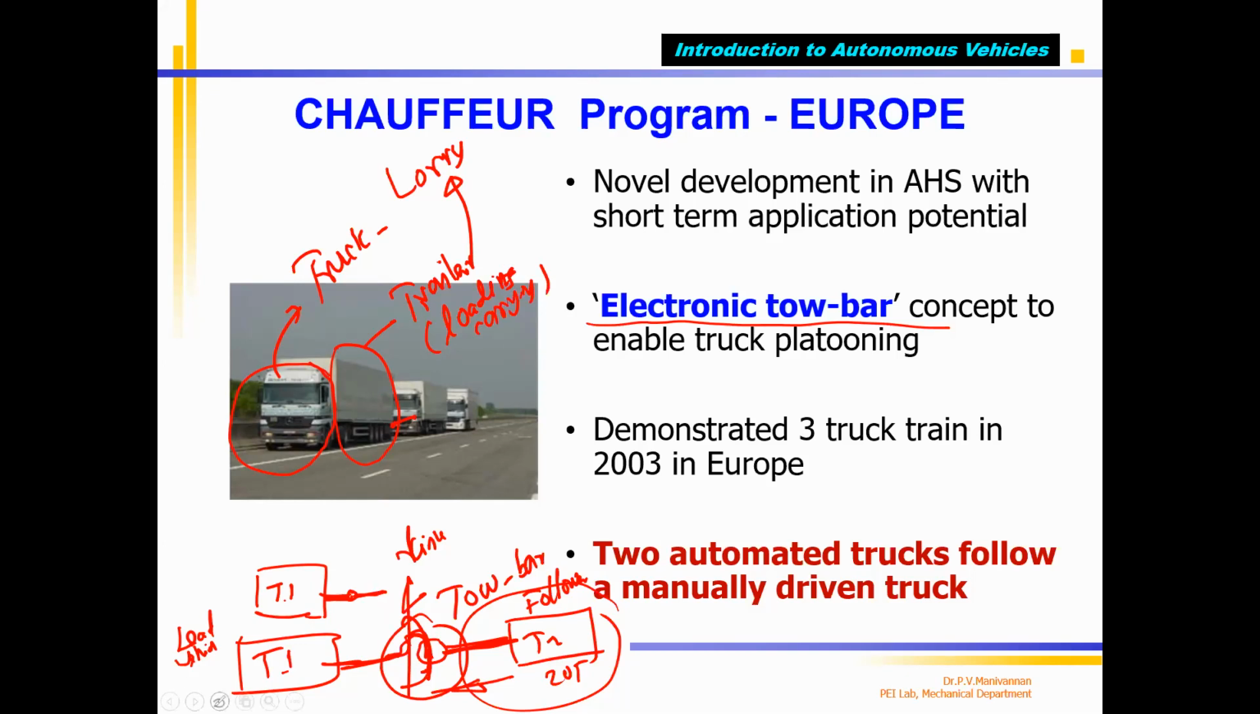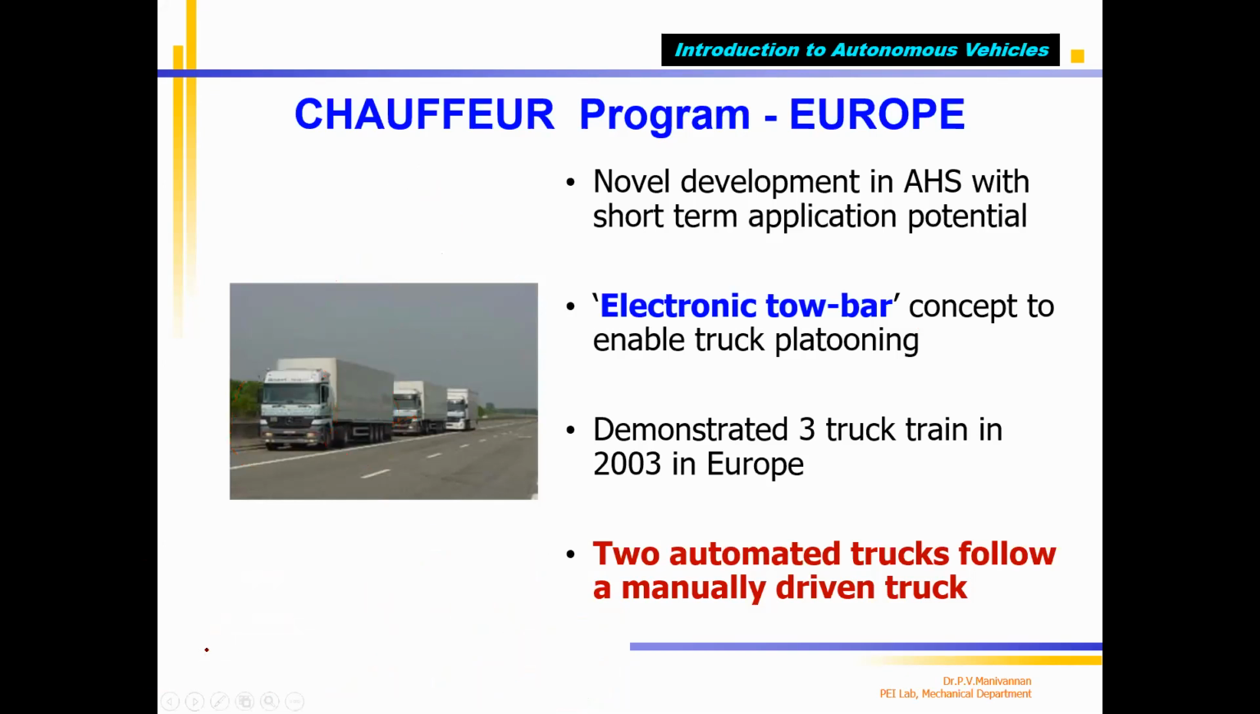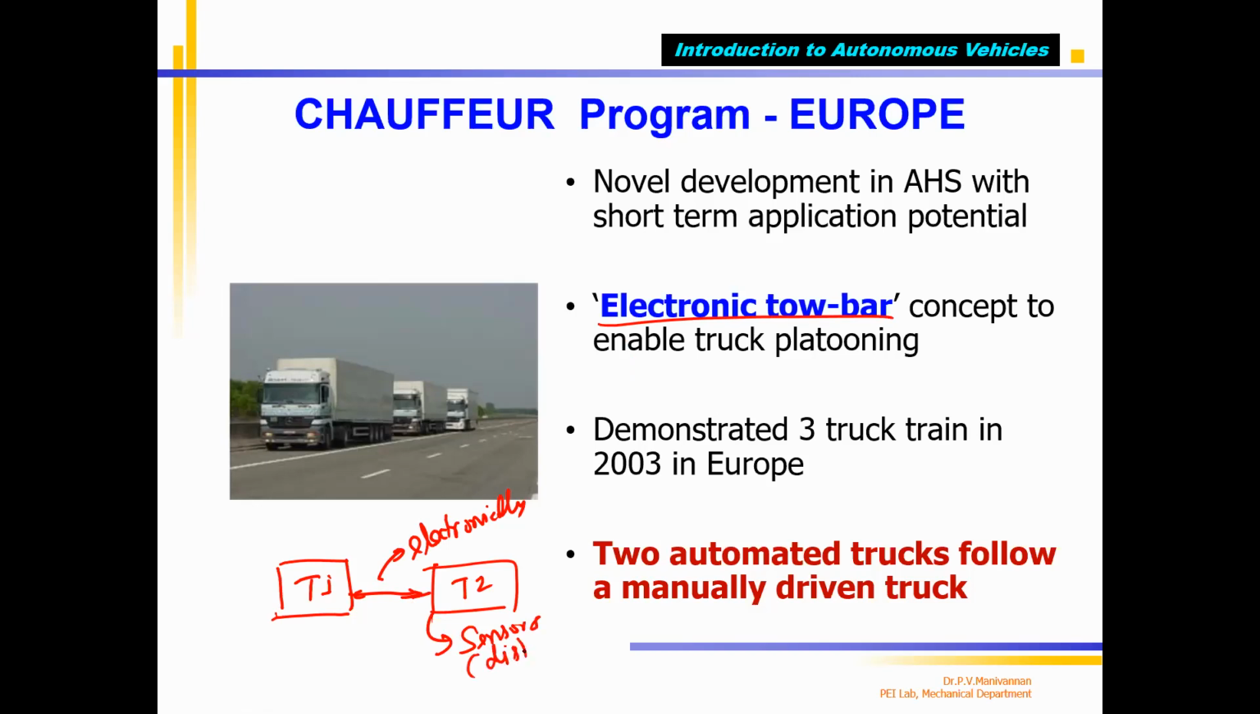Instead of that, in this case, we will have an electronic tow bar. This is my T1. I say a truck, I am showing a single unit, correct? This might be a truck and trailer as a single unit, or you can take it as a lorry, whichever way you want. T2 is physically not connected; it is connected electronically. That is called electronic tow bar. That means physically there is no connection, but there are sensors, correct? Basically distance measurement sensors.